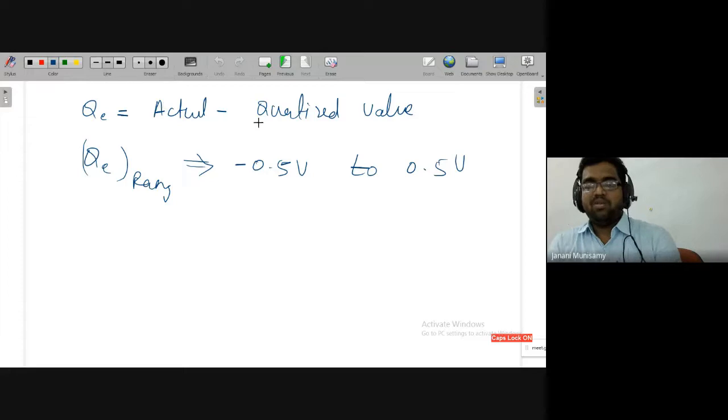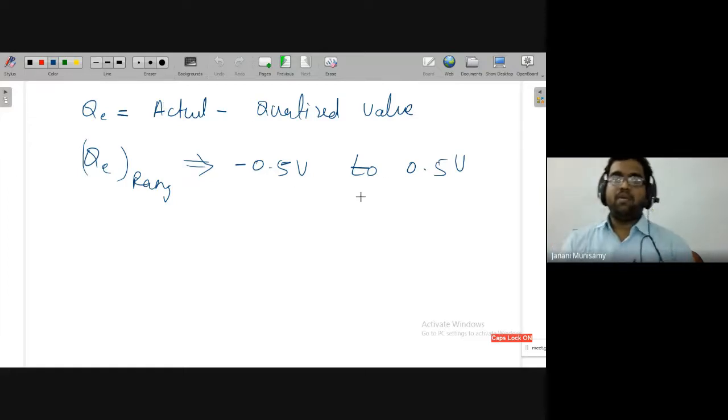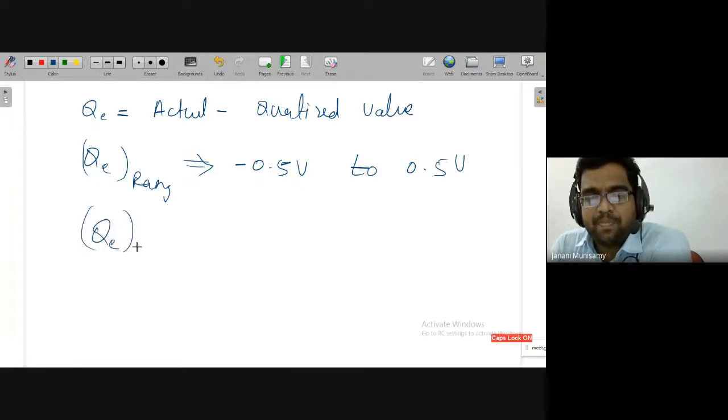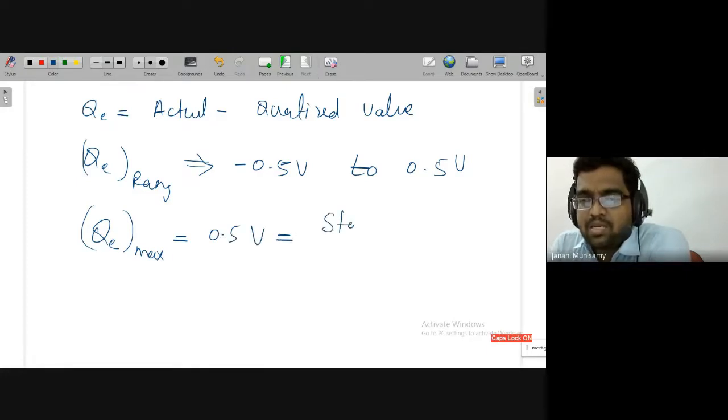Okay, but if you follow this formula, this is from minus 0.5 volt to plus 0.5 volt. This is the range of the quantization error. Now, what is the maximum quantization error possible? Here itself you can understand the maximum value. I am telling the maximum quantization error is 0.5 volt. This is same as step size divided by 2. Step size we will call del, divided by 2.